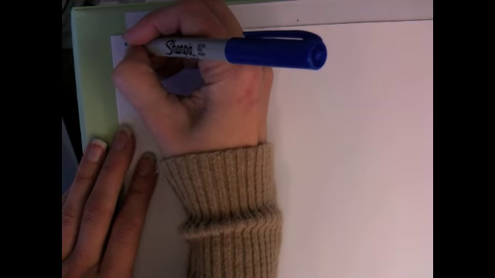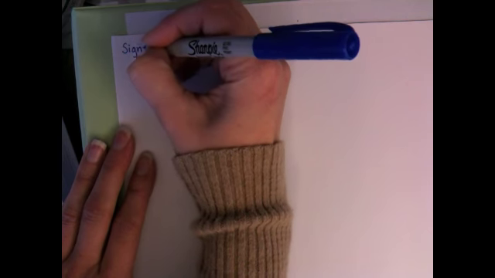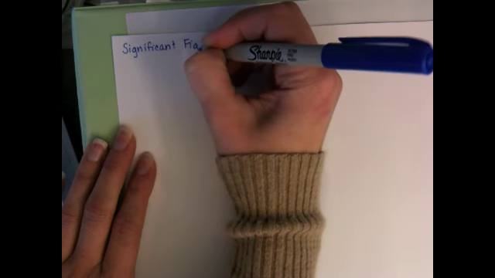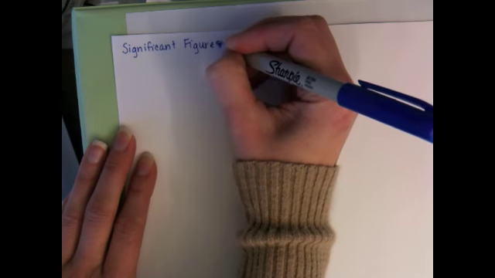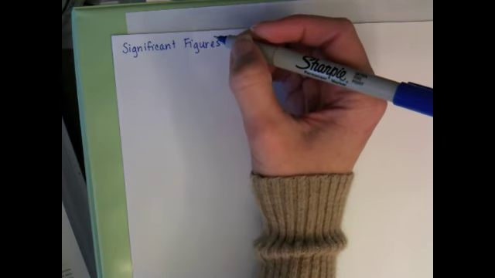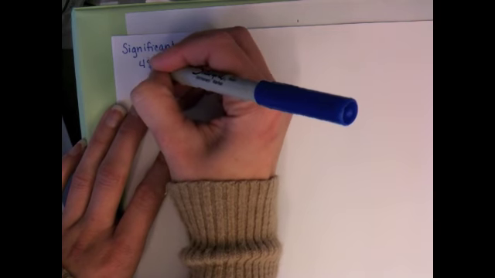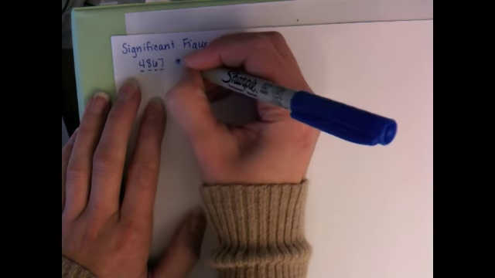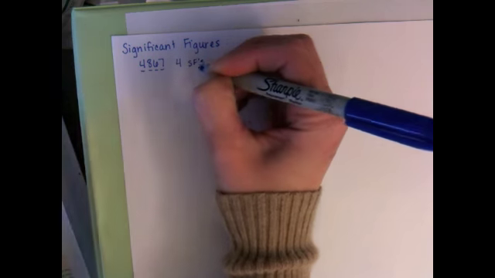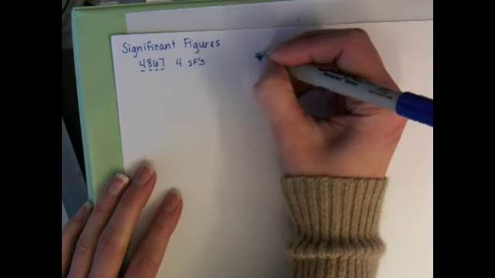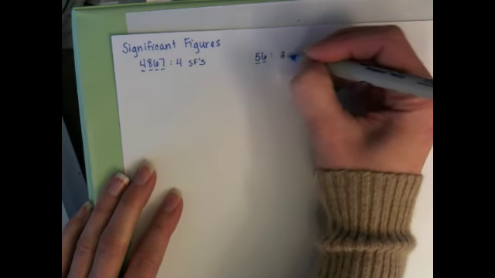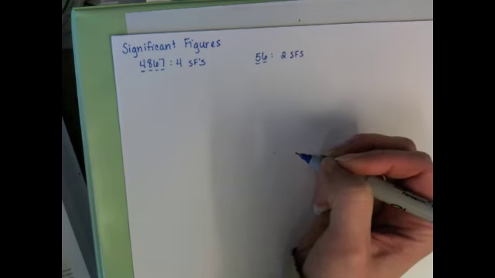This is a review of identifying the significant figures in a number. We're going to look at a bunch of examples, starting with 4,867. Numbers that are not zero are always significant, so this number has 4 sig figs. 56, same thing. This number has 2 sig figs. Numbers that are not zero are always significant.